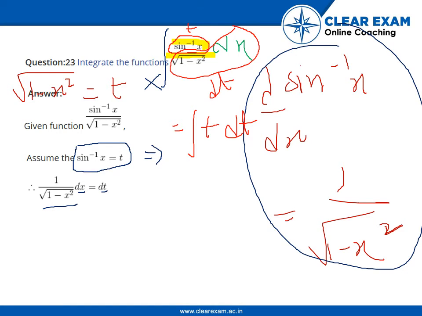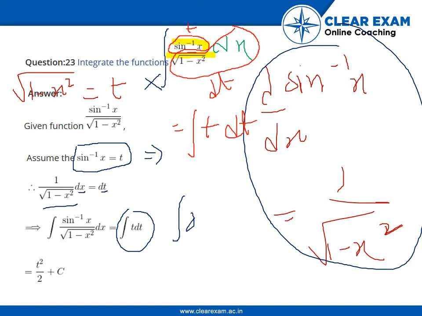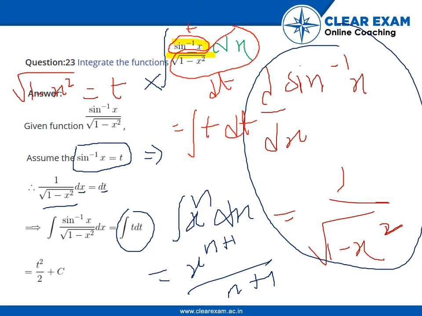Now let us see the next step. So the integration of t is t square by 2. As you can very well remember, the integration of x raised to the power n with respect to x is x raised to the power n plus 1 over n plus 1. So here the value of n is 1, so n plus 1 is 2, and we divide by 2. So we get t square by 2 plus an additional constant, that is c. Now let us move to the next slide.